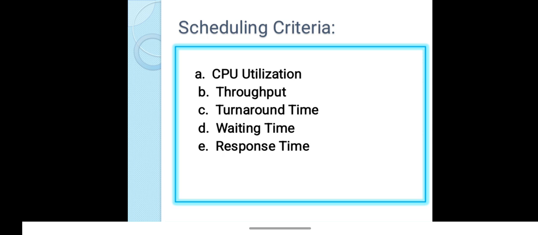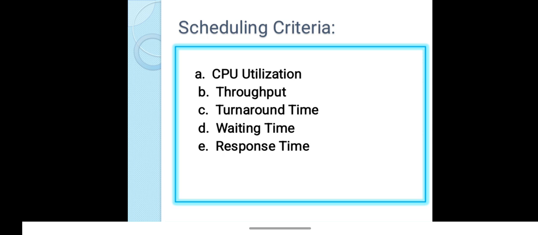And next one is throughput. Throughput is the number of processes completed per time unit. For long processes, this rate may be 1 process per hour, and for short transactions, throughput might be 10 processes per second. And third one, turnaround time. The interval from the time of submission of the process to the time of completion is the turnaround time. The turnaround time is the sum of the periods spent waiting to get into memory, waiting in the ready queue, executing on the CPU and doing input and output.